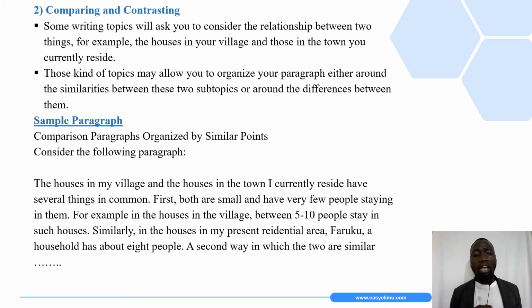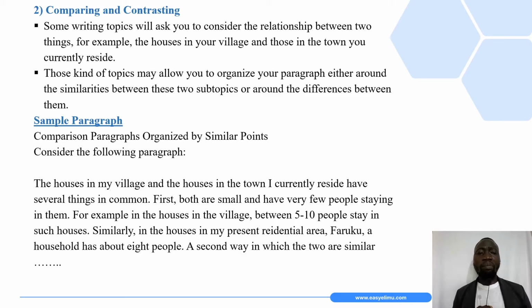So apart from giving reasons to come up with an effective paragraph, you can also do comparison and contrasting. Some writing topics will ask you to consider the relationship between two things. For example, again, talking about the topic sentence that we introduced in the first device, the houses in your village and those in the town you currently reside.